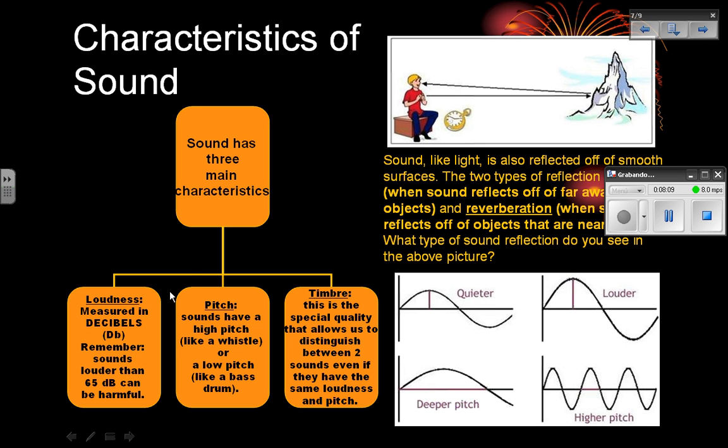Pitch. Sounds have a high pitch, like a whistle, or a low pitch, like a bass drum. The last quality is called timbre. This is a special quality that allows us to distinguish between two sounds even if they have the same loudness and the same pitch. For example, a piano and a violin can be played with the same loudness and at the same pitch, but they sound different, and that's because of their timbre.